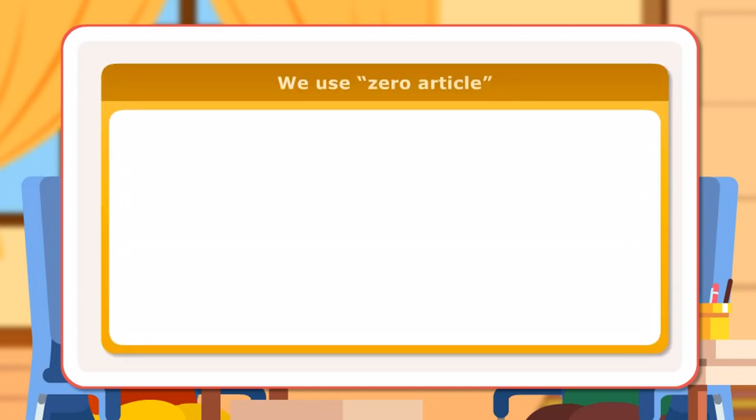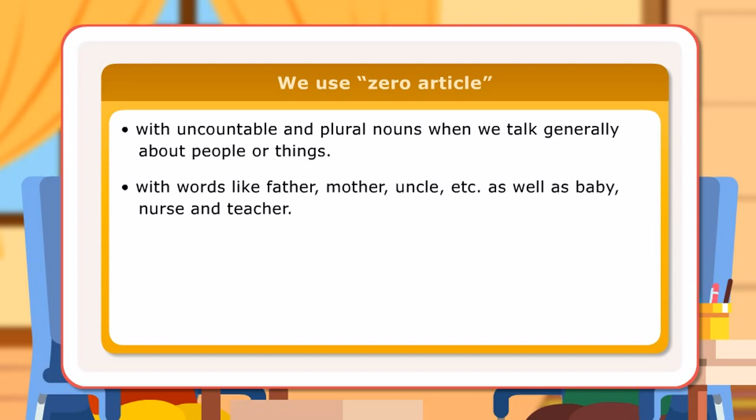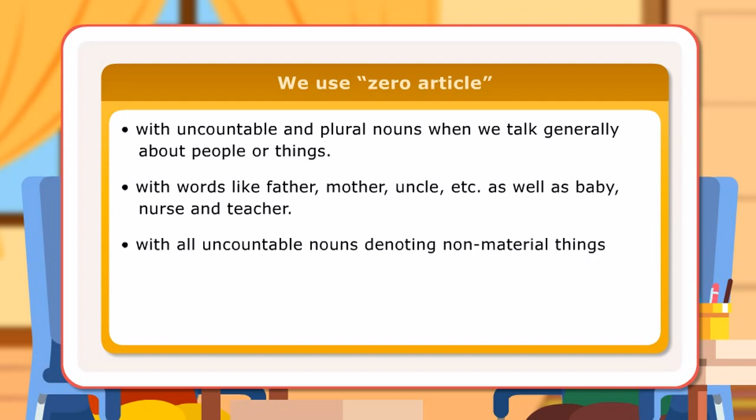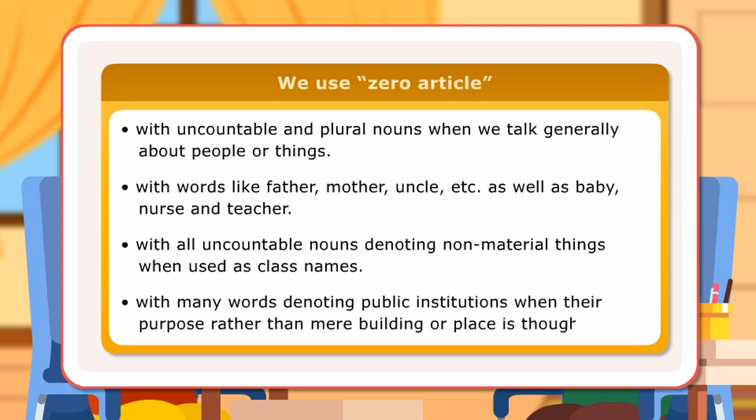We use zero article with uncountable and plural nouns when we talk generally about people or things, with words like father, mother, uncle, etc., as well as baby, nurse and teacher, with all uncountable nouns denoting non-material things when used as class names, and with many words denoting public institutions when their purpose rather than the mere building or place is thought of.